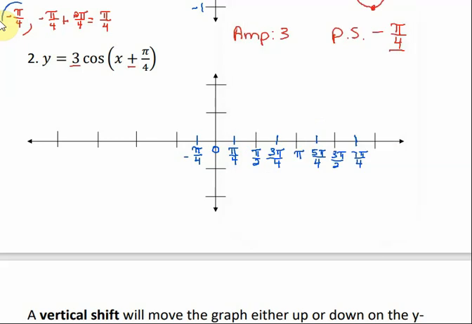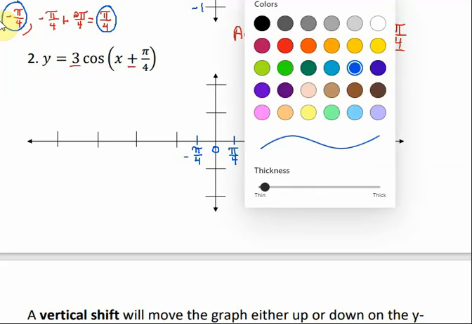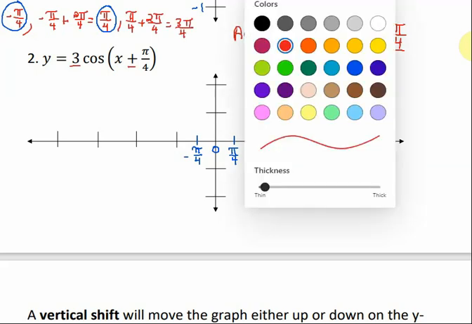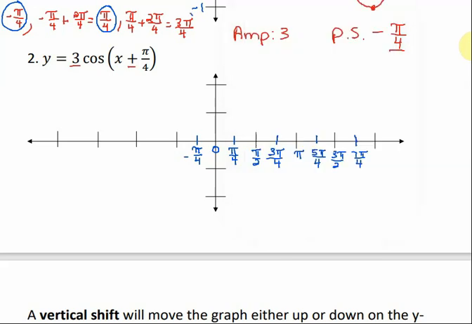Okay, so we start at negative pi over 4. Then the first mark is at positive pi over 4. Then the next mark, I'm going to add another pi over 2. So pi over 4 plus pi over 2, which is 2 pi over 4, that would be 3 pi over 4. And then if I add pi over 2 again, that would be 5 pi over 4, and then another one would be 7 pi over 4. All right, so those are my marks.